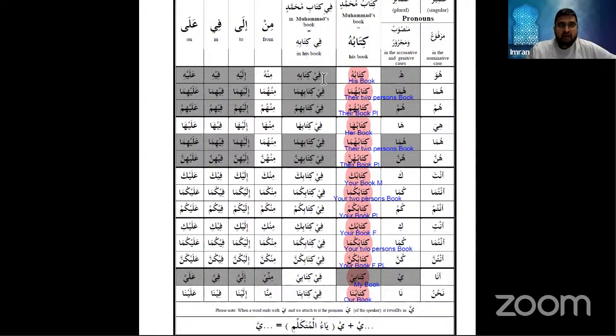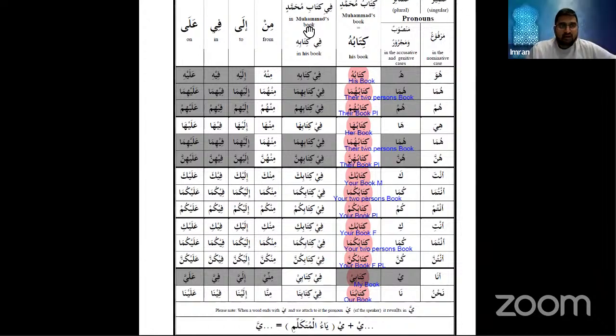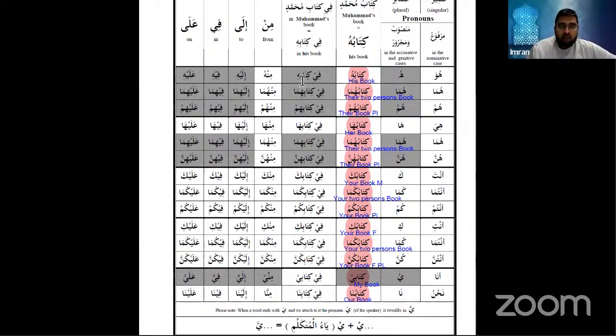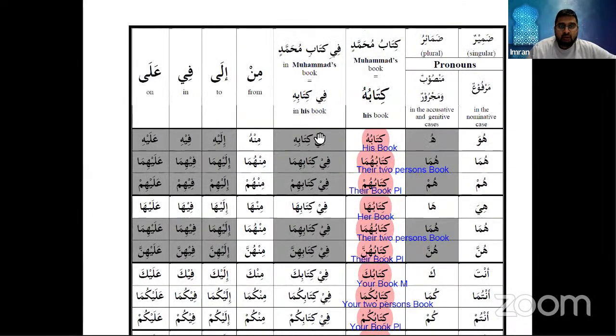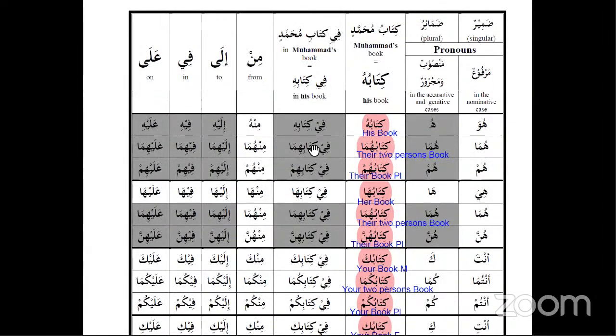Now, fi kitabihi. One second, let me break it up. Because fi is a preposition, this is coming before kitabuhu. So because the ba has a dhamma, fi is coming before it. Now it changes to a kasra. Because it's a preposition. Prepositions, whenever they come before a noun, change the harakat. So it becomes fi kitabihi. So kitabuhu will change into kitabihi because fi is a harf jar. So that will give kasra to kitabuhu.